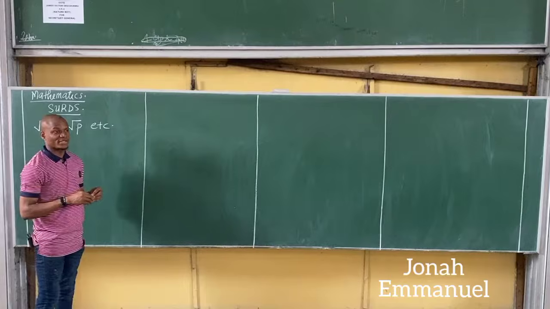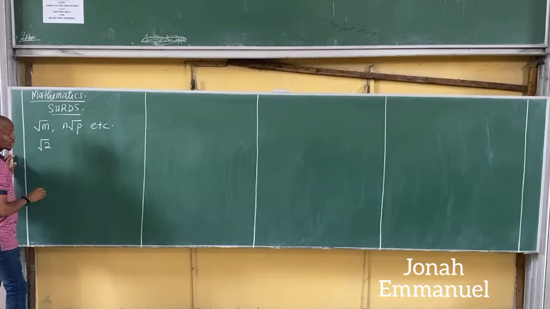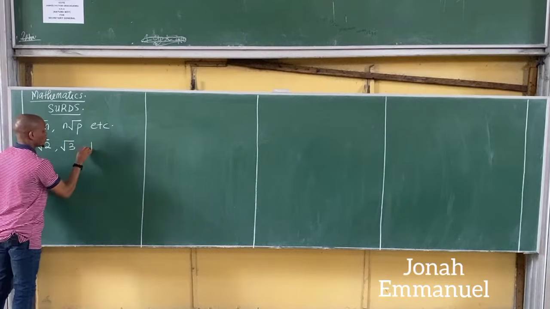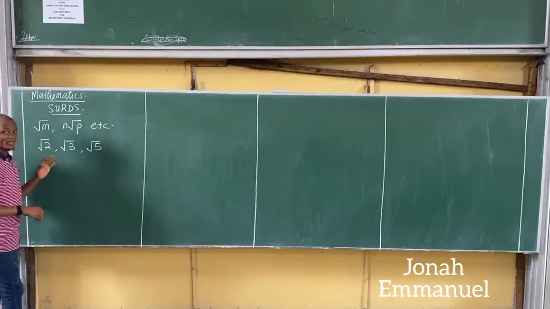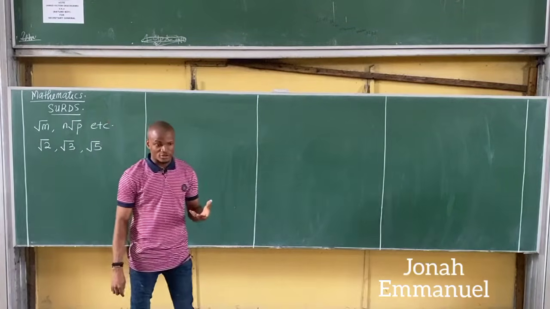If I should use numbers to present surds, you could have numbers such as root 2 as a surd. You could have root 3 as a surd. You could have root 5 as a surd. Please take a look at it. When it comes to taking surds, right?